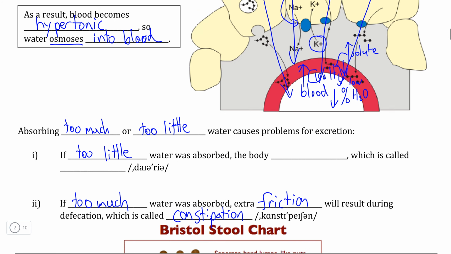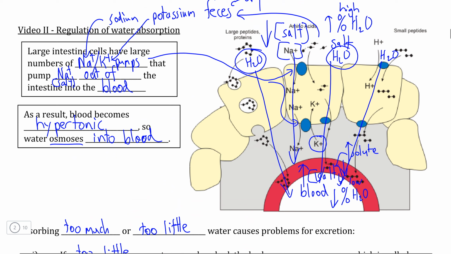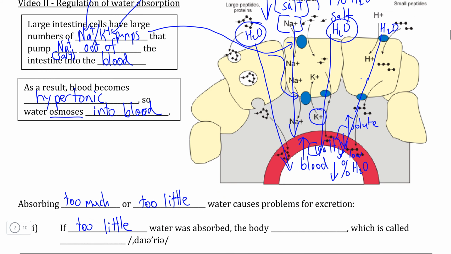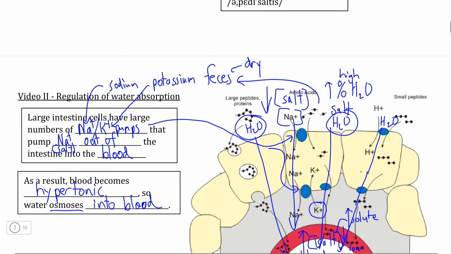Now, in this situation, instead of all of the water being transported from the large intestine into the blood, imagine that no water is transferred at all, meaning that all the water that you drink and all the water from your saliva that is pumped into your stomach in order to dissolve your food, let's say that the large intestine can't recover any of that water.